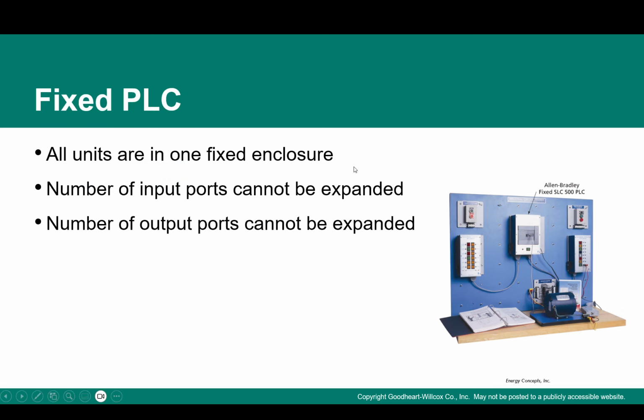Let's carry on. One type of PLC is called the fixed PLC. In the fixed PLC, as you can see here, this is the PLC, an Allen Bradley, and the model of that PLC. So why is it called fixed? Because all units are in one fixed enclosure, and the number of input ports cannot be expanded, and the number of output ports cannot be expanded. So typically it's at one location with a fixed number of input ports and output ports.